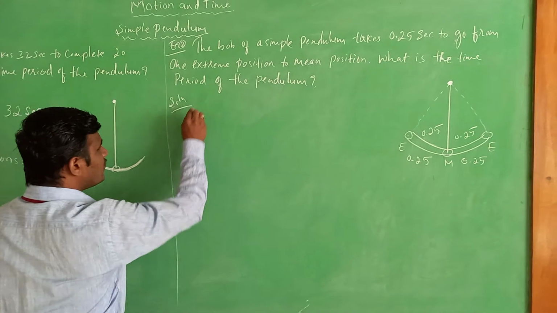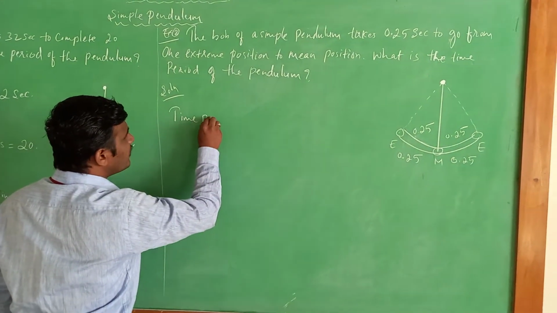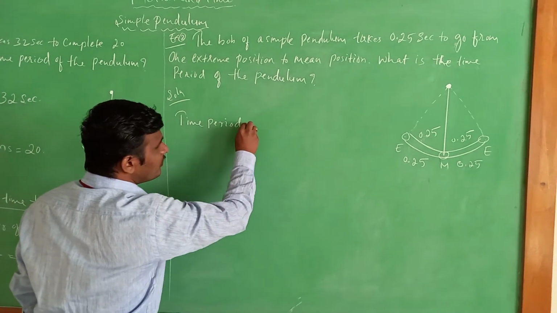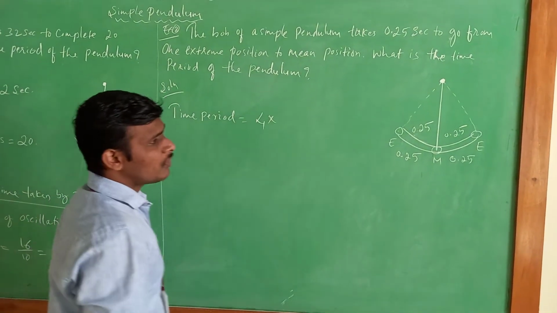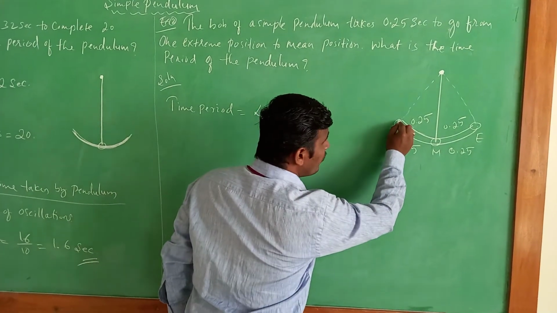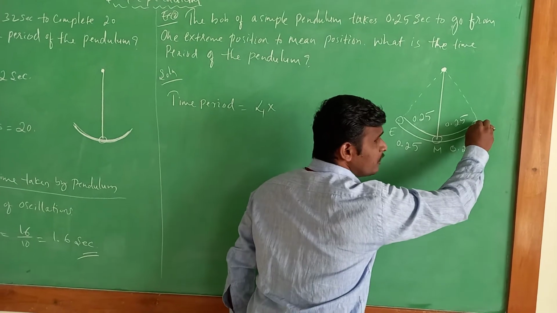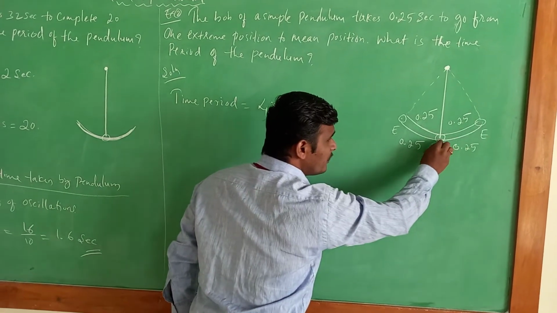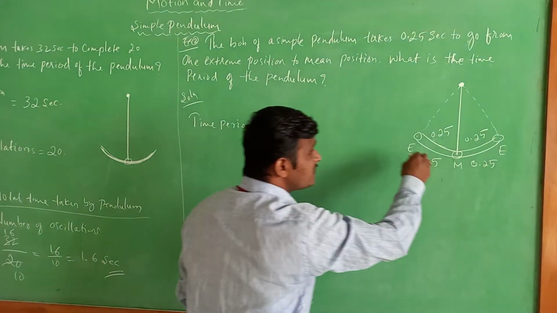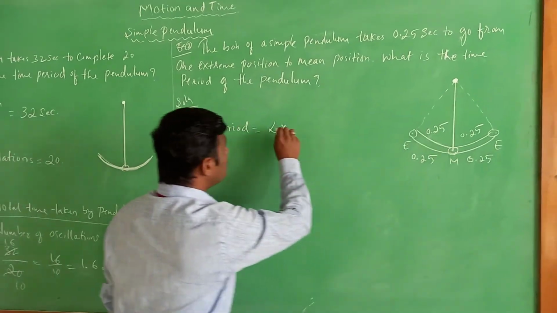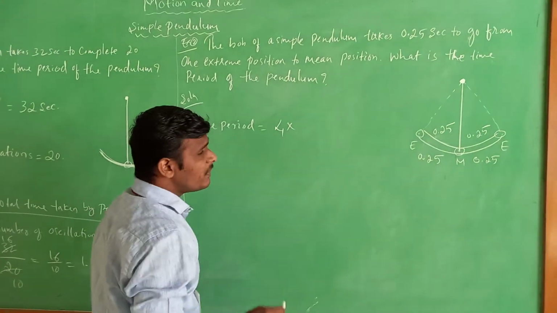Now, the formula for this problem is: time period is equal to 4 times of... why 4 times? Because from extreme position to mean position is 1, mean position to extreme position is 2, then extreme position to mean position is 3, then mean position to extreme position is 4. So it is moving 4 times. Therefore, 4 times the motion from one extreme position to the mean position.